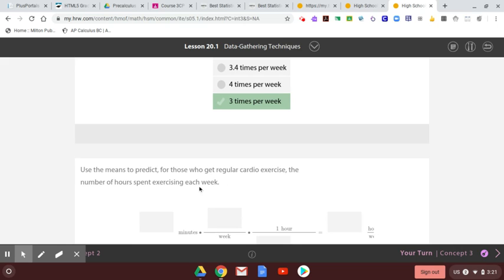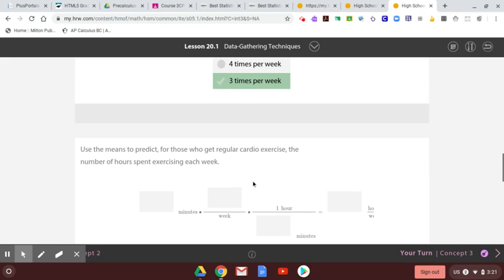It says use the means to predict, for those who get regular cardio exercise, the number of hours spent exercising each week. So we want to take the average number of minutes, multiply by the average times per week, and then we need to convert it into hours per week.